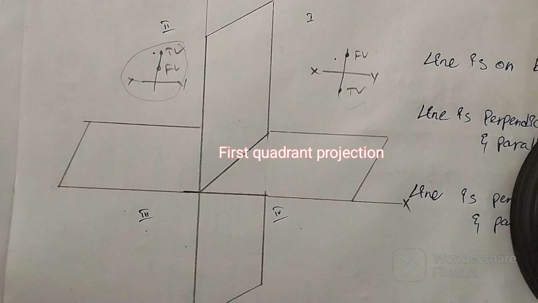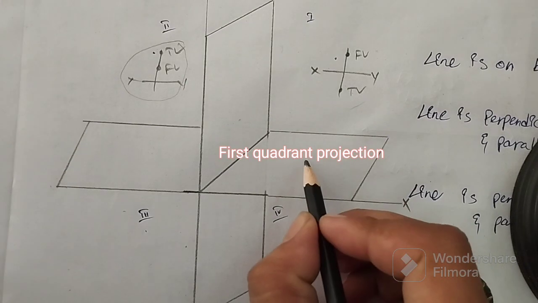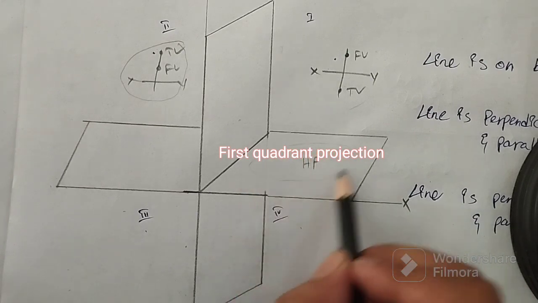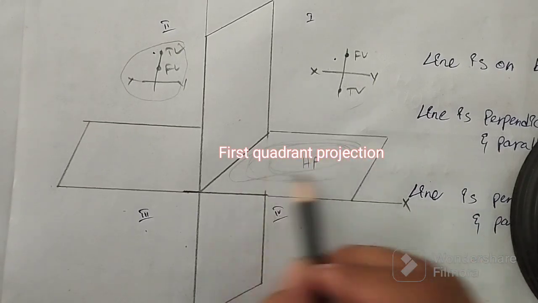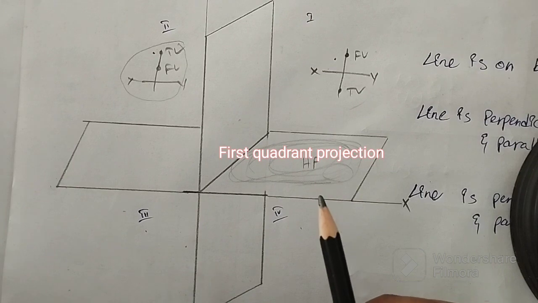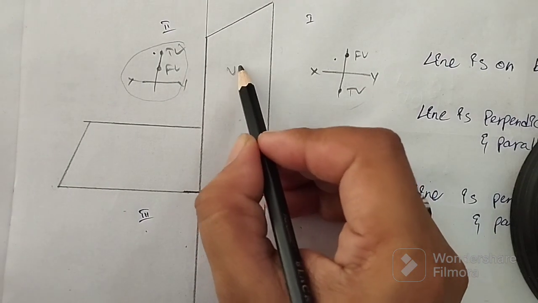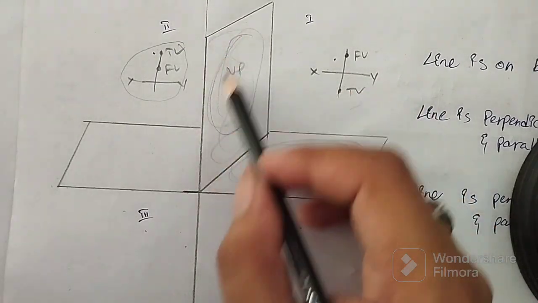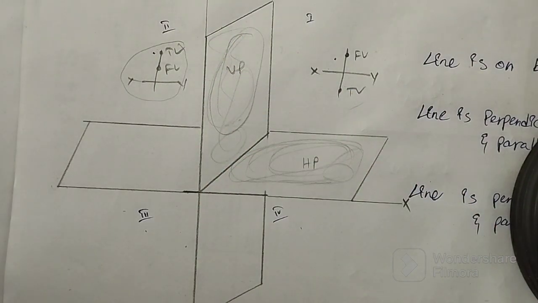So today we shall discuss all these things. We know that this is called the horizontal plane, right? Whatever we have in this plane would be termed as horizontal plane. And this is called the vertical plane, so whatever straight lines come here will be in the vertical plane.